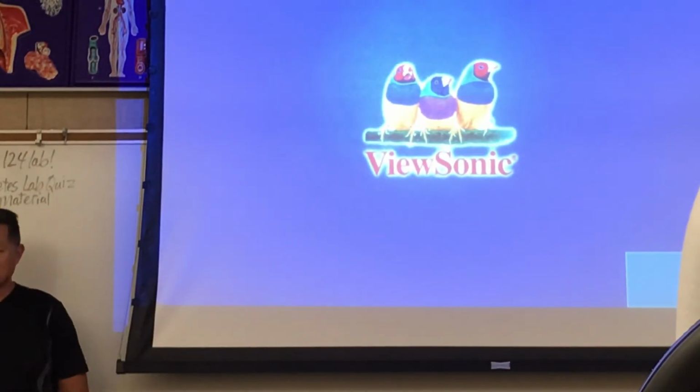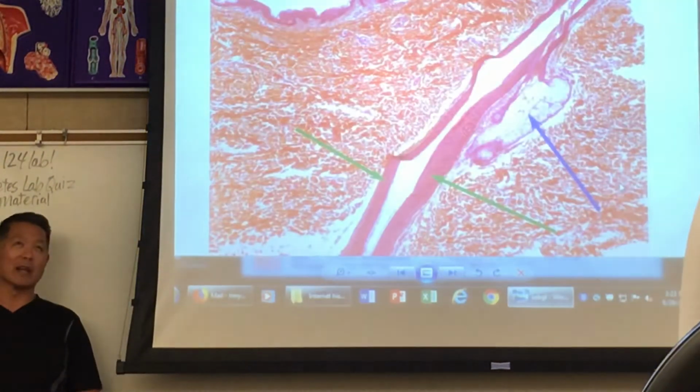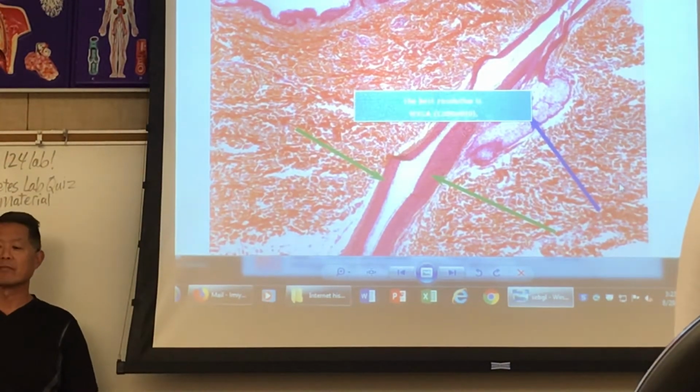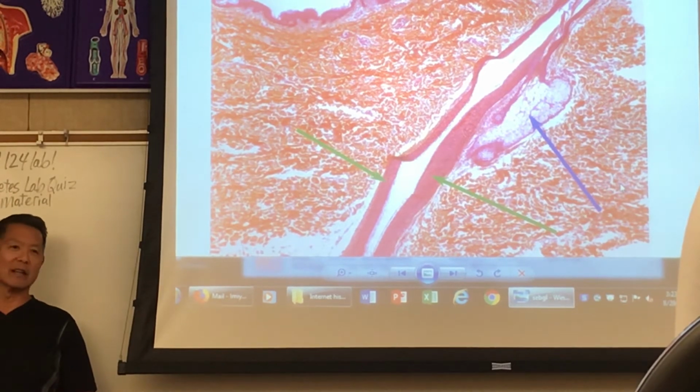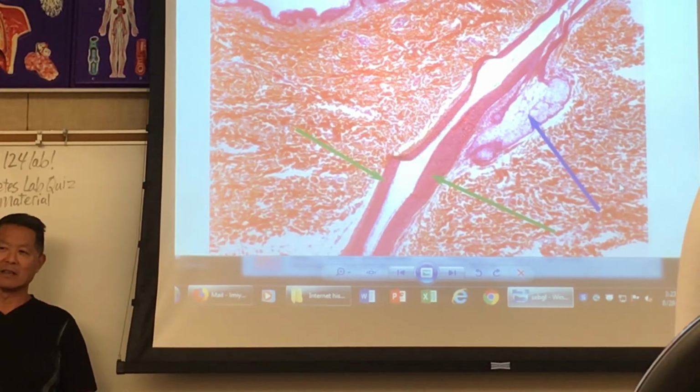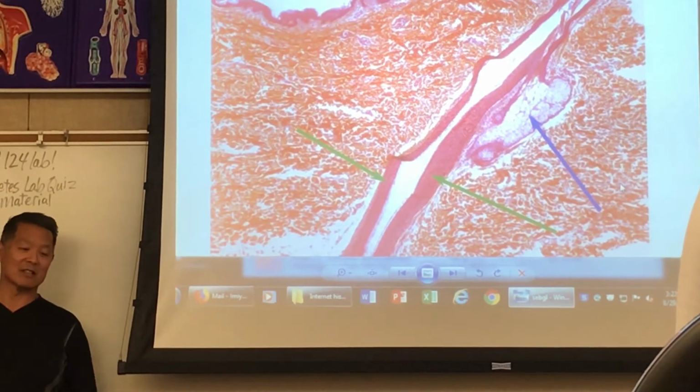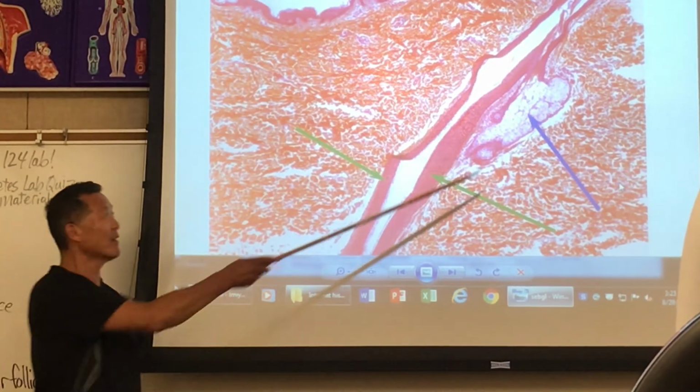What is the name of the structure the green arrows are pointing at? Hair follicle. What is the name of the structure the blue arrow is pointing at? Hair shaft. That is a sebaceous gland full of cells emptying into the hair follicle.